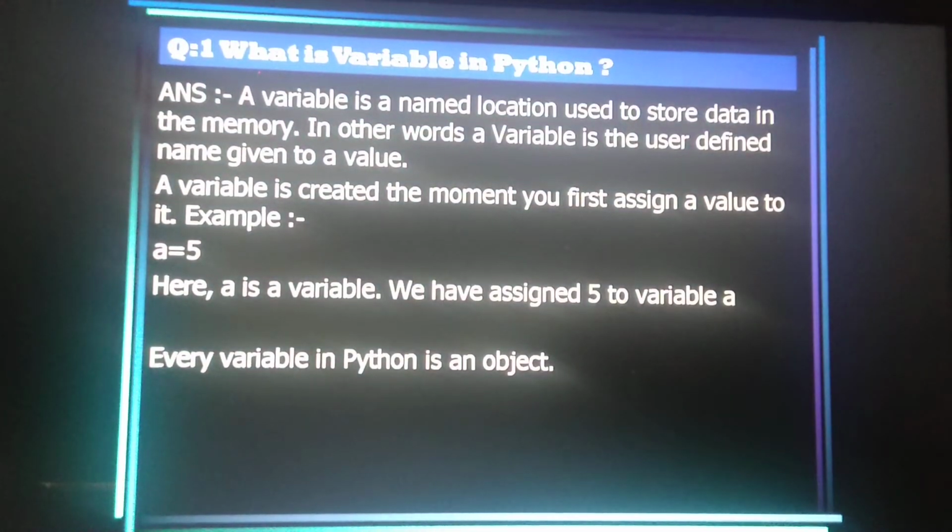What is variable in Python? A variable is a named location used to store data in the memory. In other words, we can say a variable is a user defined name which is given to the particular value. A variable is created the moment you first assign a value to it, like a = 5. Here, name of variable is a and the value of a is 5.